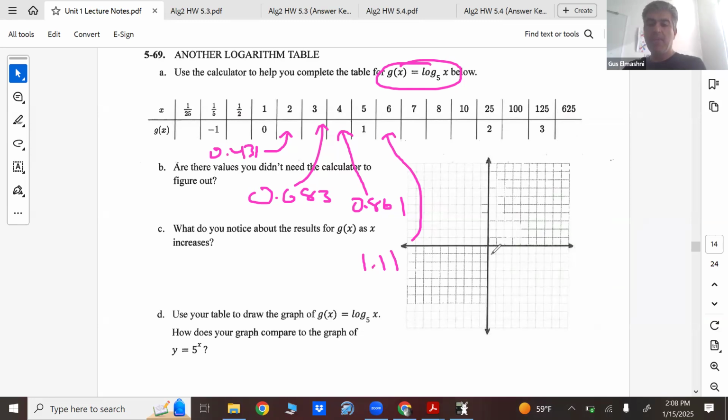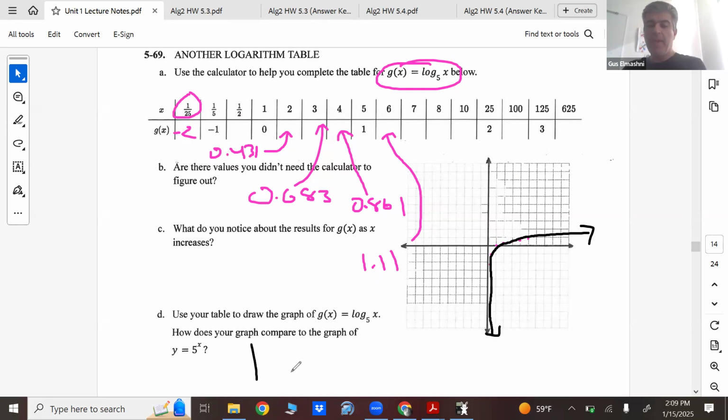If I plug in 1/5, I get -1. If I plug in 1, I get 0. If I plug in 2, I get 0.431. So it's slowly increasing. If I plug in more fractions, it becomes more negative. Like I think it's -2 for this one. And it's often really hard to plot 1/25 for x. But you can see when it's hugging the y-axis, the graph is getting more negative. And that's a graph of a log.